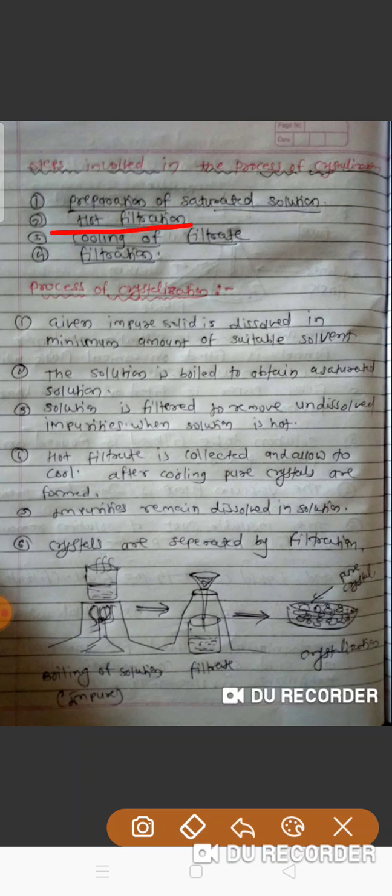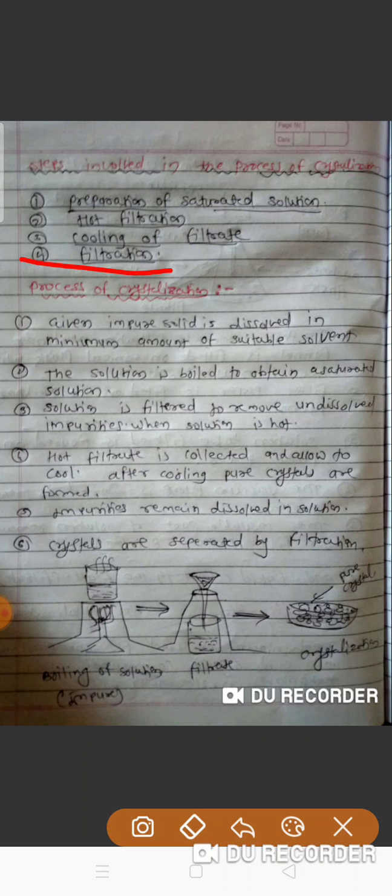The second step is hot filtration. If we prepare the saturated solution, then we do hot filtration of that saturated solution, and after the filtration the filtrate is subjected to cooling. So the third step in crystallization is the cooling of the filtrate, and the last step is, after cooling, the filtration of the crystals which separate out in the filtrate.